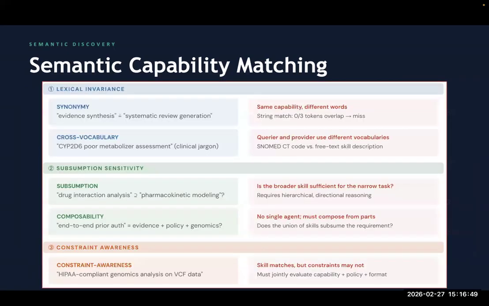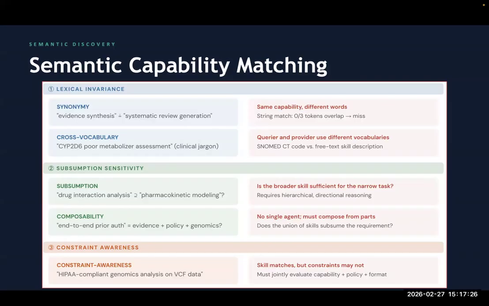I'm going to focus on what those are here with examples. Lexical invariance might be something like synonymy, right? Evidence synthesis, is that equal to systematic review generation? There's no keyword match, but you need to identify whether those are relevant to one another. And cross vocabulary is another problem. You've got different people in different domains. Academics are pretty familiar with this, where you've got your own jargon specific to your environment, and now you need to communicate with somebody in a different field. Having the right vocabulary can be difficult.